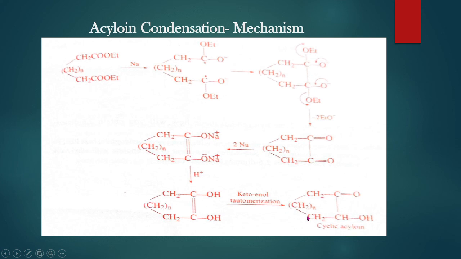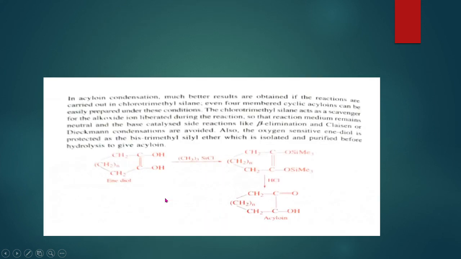Cyclic acyloin will be formed, and the acyloin condensation is most suitably studied for obtaining large ring compounds, that is cyclic acyloins, by using long chain carboxylic acid esters. In this method we can see 10 to 20 membered cyclic acyloins will be formed. In case of cyclic acyloin, we can suggest this type of mechanism, that we have already seen, and I have already explained, that much better results are obtained if you are using chlorotrimethylsilane. Even 4-membered cyclic acyloins can be easily prepared under this condition.